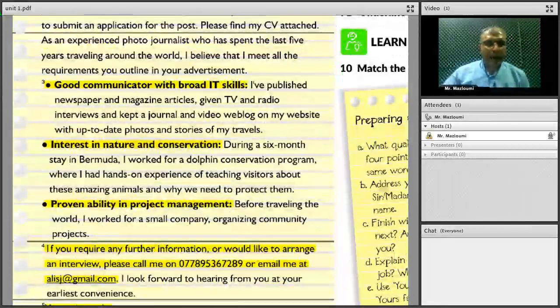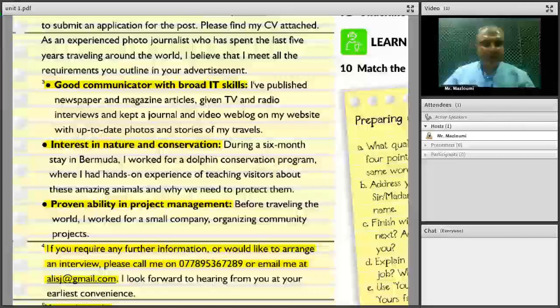Number 3, good communicator with broad IT skills. So, communicate. The person claims he can speak easily. He's a good communicator, a good conversationalist, and he has a lot of IT skills. He's good with computers, internet, blogging, and stuff. I have published newspaper and magazine articles, given TV and radio interviews, and kept a journal and video weblog on my website with up-to-date photos and stories of my travel.